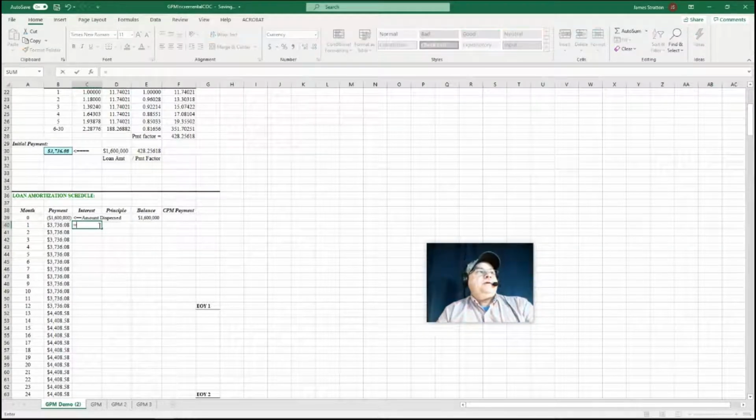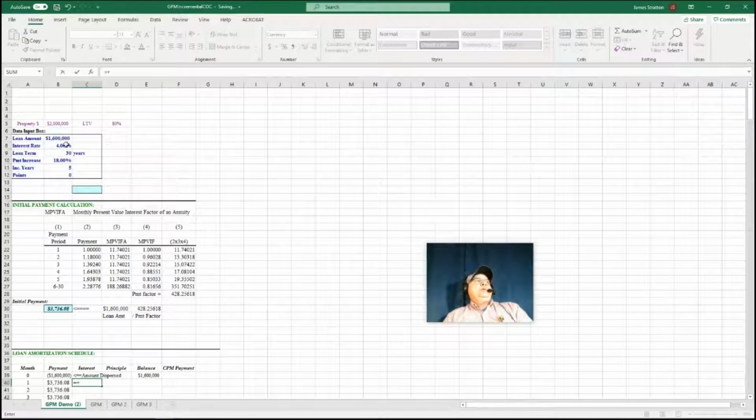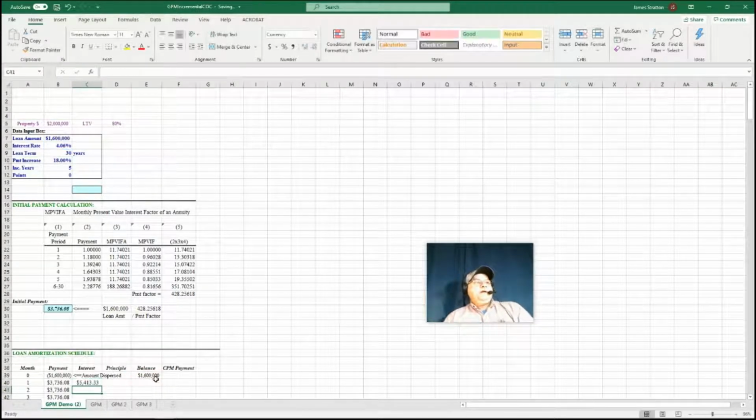So here's where we're going to go equal to. We're going to have to go positive because these numbers can go negative. So we're going to make sure we force it positive. We're going to put our interest rate in. We're going to freeze it, of course, and divide it by 12. And then we're going to multiply it by E39, which is right here. All right. This is where our balance is on our note. Hit enter.